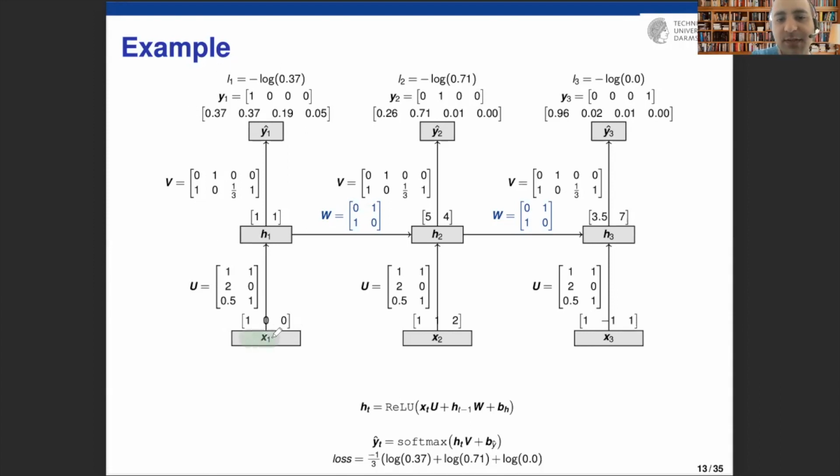Okay, so first we visit X1. Let me change the color. First we visit X1, and we take the vector representation of X1, which is 1, 0, 0. We multiply that by matrix U, and we get the hidden state value H1.